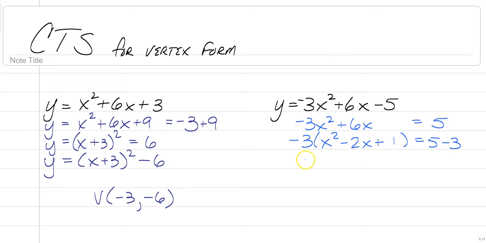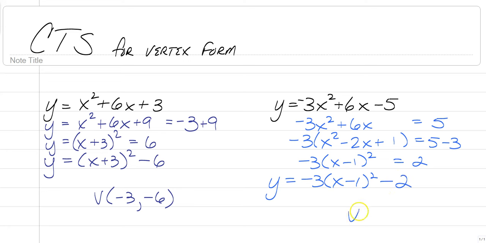So that's going to leave us with a -3 in parentheses. This can be written as x, half of -2 is -1, squared. That's equal to 2. And now we just have to subtract the 2 back over, and we have y is equal to -3 times x minus 1 squared minus 2, with a vertex of 1, -2. Okay, so that's vertex form.